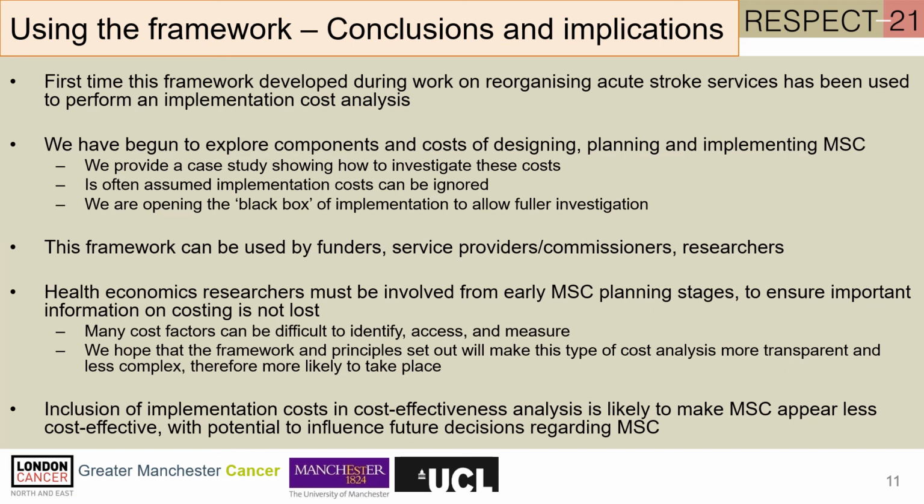It's likely that including implementation costs in cost effectiveness analysis would make major system change appear less cost effective. So this could potentially influence future decisions regarding major system change, and it could also have an impact on how these changes are supported. These kinds of decisions are not easy to make, and we hope that this framework and the principles that we've set out will make this type of cost analysis more transparent and that more people will consider doing them, so decisions around implementation and major system change can be based on better evidence.